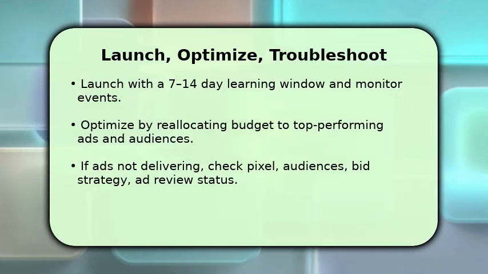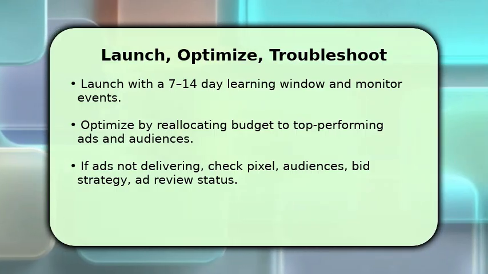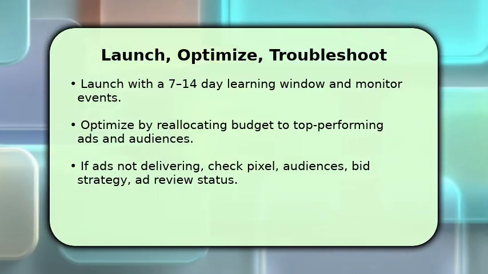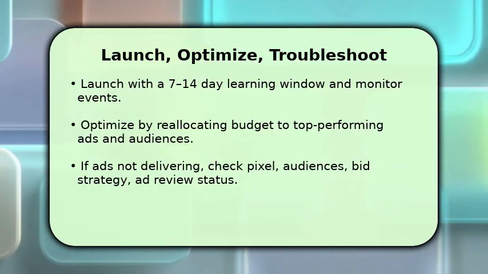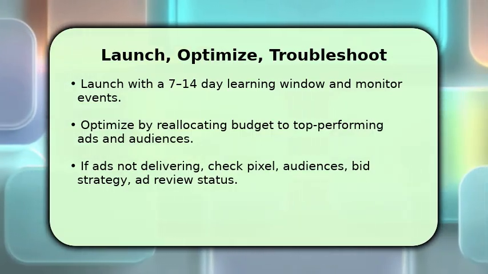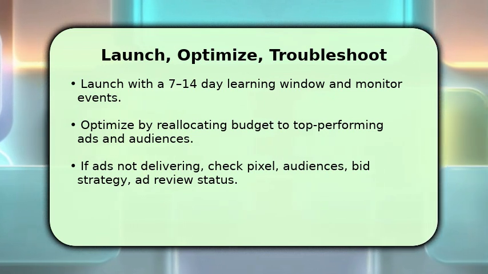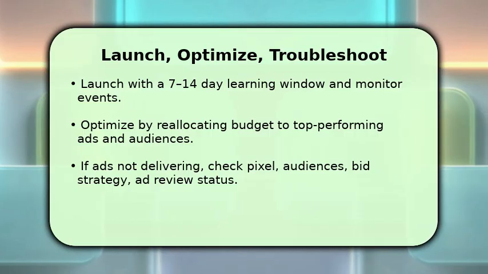Make incremental optimizations. Tweak creative, scale budgets 20%, 30%, refine audiences. If delivery stalls, first check pixel activity, audience sizes, bid strategy, and ad review status. Often a small fix like increasing audience size or switching to lowest cost unblocks performance quickly.